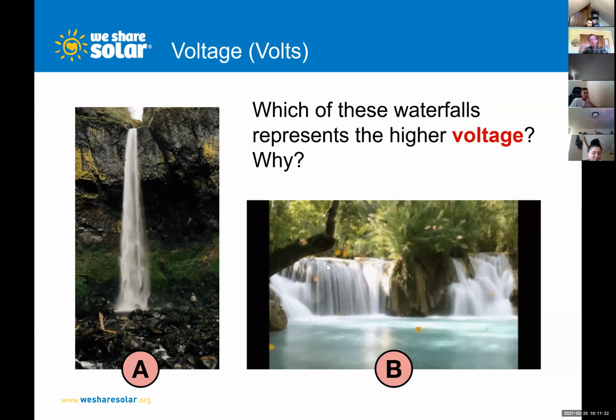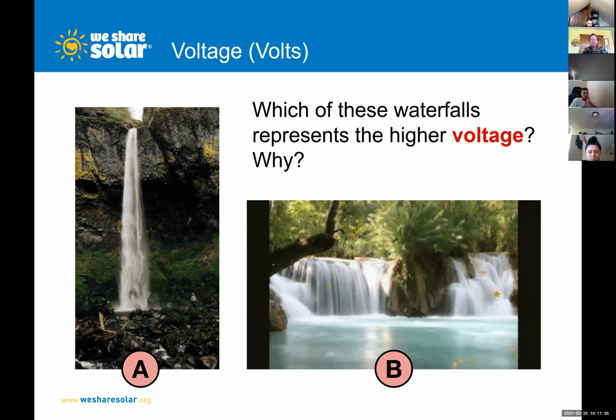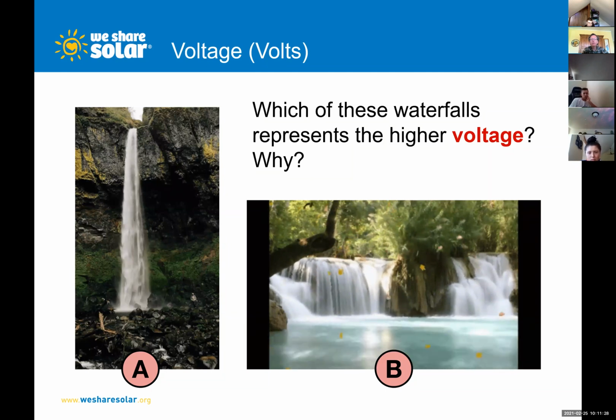So let's look. Here's two different waterfalls. Which one do you think represents higher voltage and why? Go ahead and answer on the chat. Somebody besides Scott, Caleb, or Fiona. A, maybe just because it's falling at a higher rate. Good statement. That's what I would say. A, because the water's falling farther.